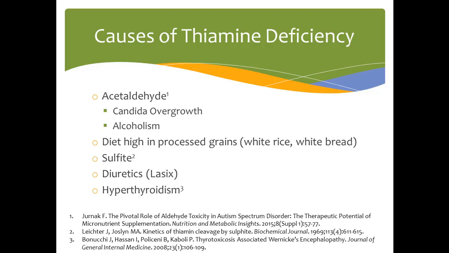And so this can happen in children who have candida overgrowth, and those aldehydes and that alcohol is not only toxic to the brain, but it inhibits thiamine absorption and utilization within the body. Of course, diets high in processed grains, white rice, white bread, and just diets high in sugar. If you have a child that will only eat crackers and bread and pasta and will not eat vegetables, the potential for thiamine deficiency in that child is really high.